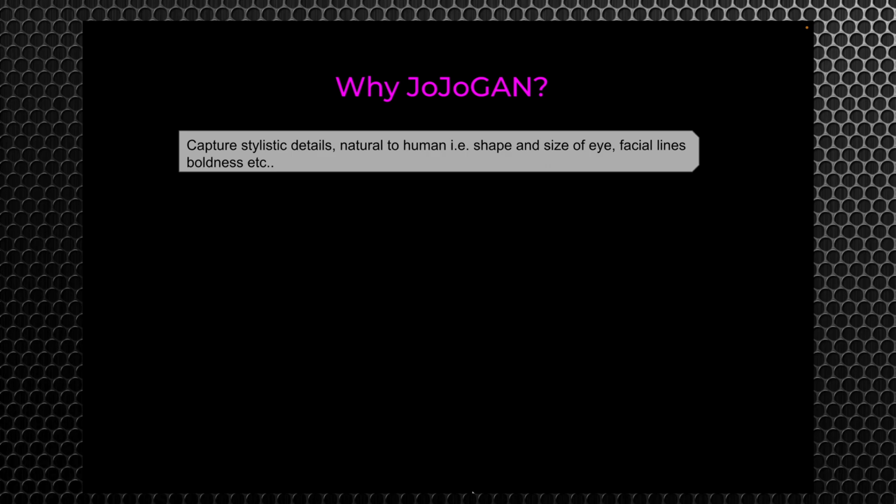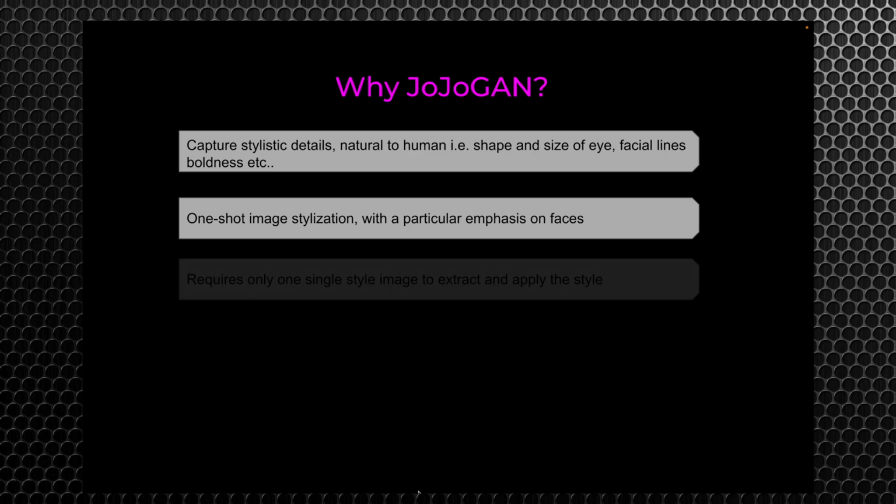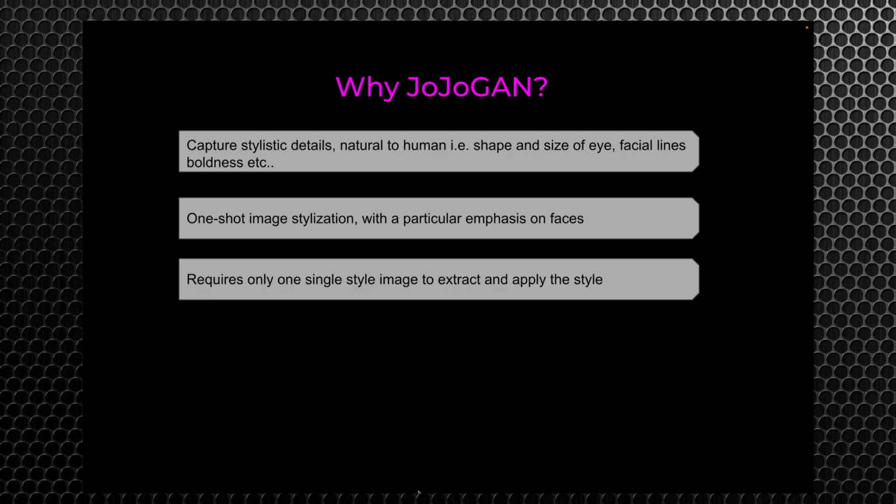So looking at the various style transfer methods as well as the applicability of StyleGAN, we could say that JoJoGAN captures stylistic details natural to humans, such as shape and size of eyes, facial lines, boldness, etc. The JoJoGAN AI model applies one-shot image stylization with particular emphasis on faces. The great thing with JoJoGAN is that it requires just a single style image to extract and apply the style to the source image.